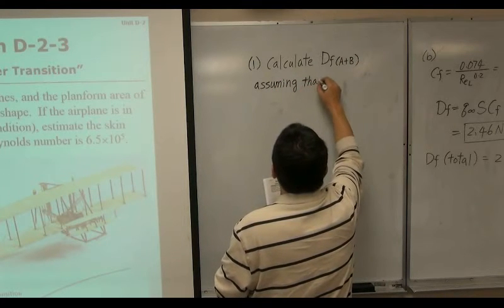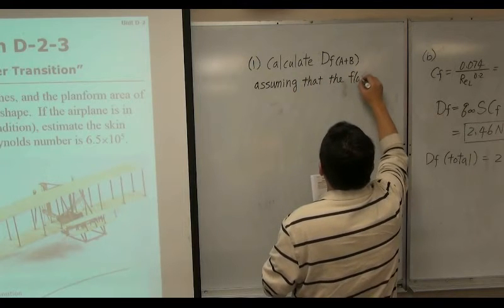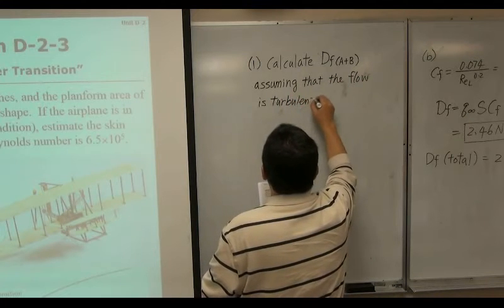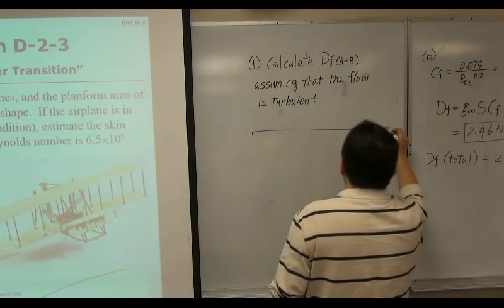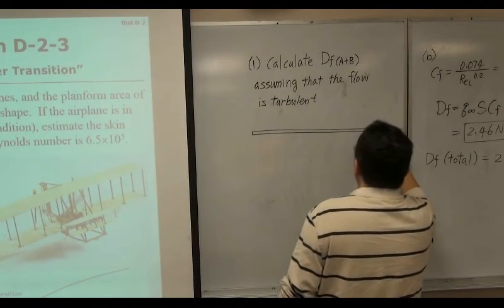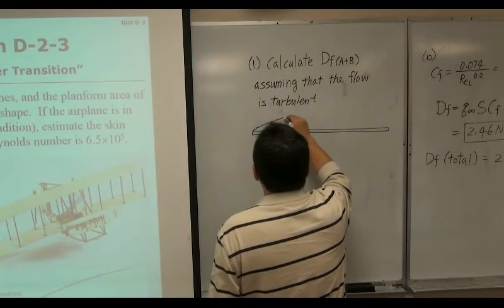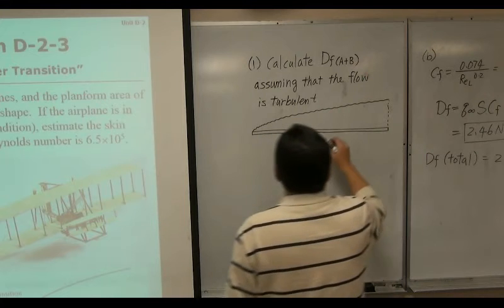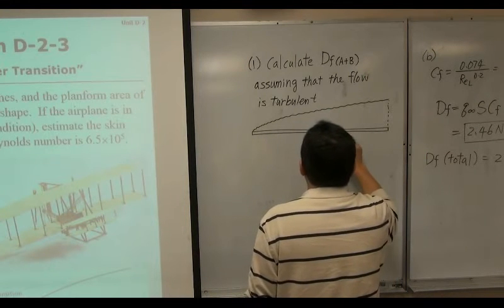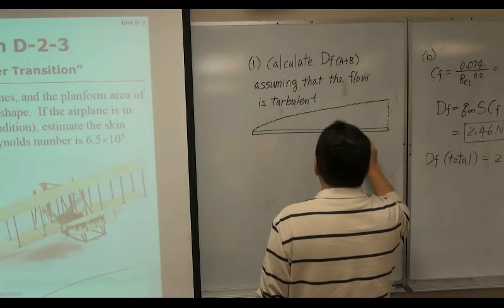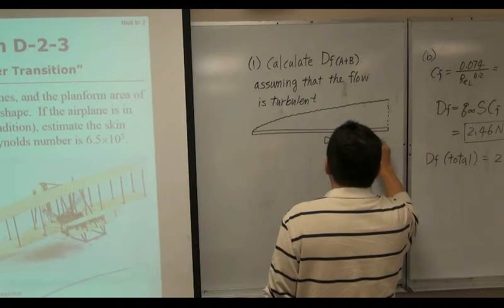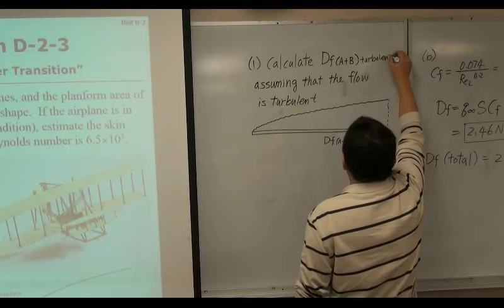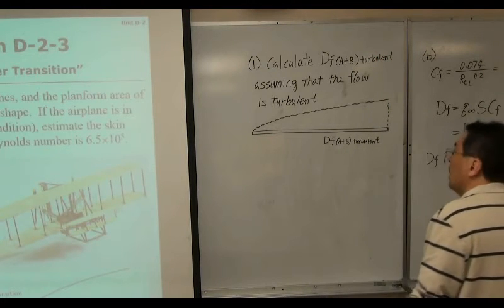Assuming that flow is turbulent. This is step 1. So what I'm going to do is, this is one of the wings. Suppose this is all turbulent flow. Let's compute dFAB. Let's call this dFAB turbulent. So this is step 1.